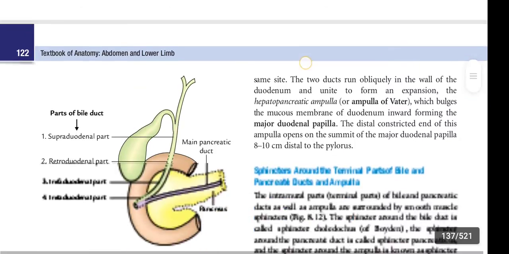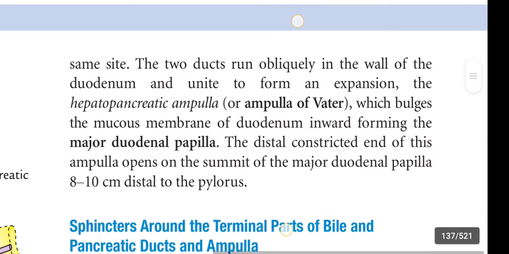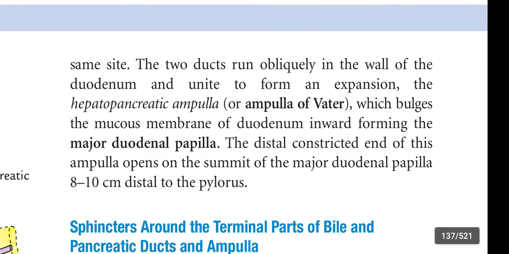Read once again that point, so that it is easy for you to understand. The two ducts run obliquely in the wall of the duodenum and unite to form an expansion, the hepatopancreatic ampulla of Vater, which bulges the mucous membrane of the duodenum inward, forming the major duodenal papilla. The distal constricted end of this ampulla opens on the summit of the major duodenal papilla, 8 to 10 centimeters distal to the pylorus.